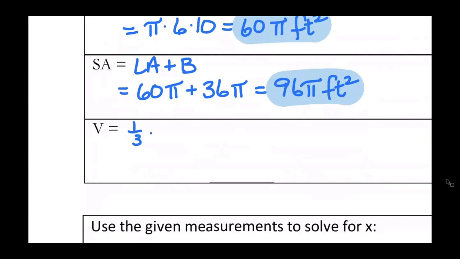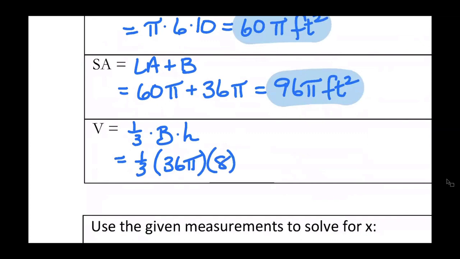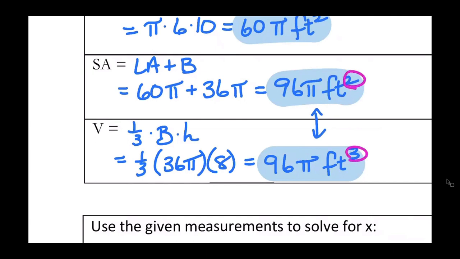And then volume, 1/3 base area times height. The area of the base was 36 pi. The height that we found was 8. That's 12 pi times 8, or 96 pi feet cubed. Don't let it bother you that these both came out to be 96 pi, because they're completely different units of measurement. One's in feet squared and one's in feet cubed. So it's not like they're the same surface area and volume because you're using different measuring methods.